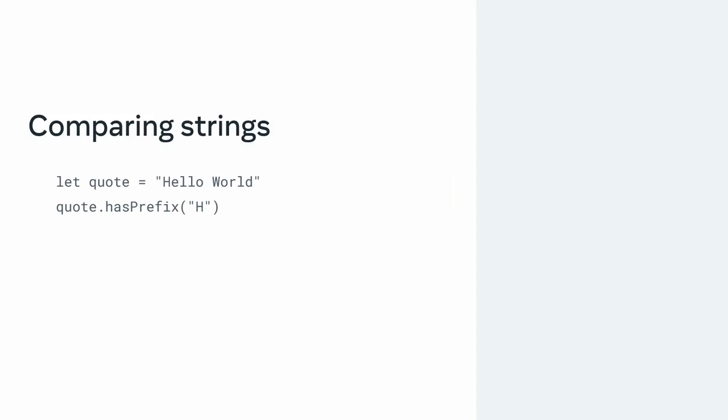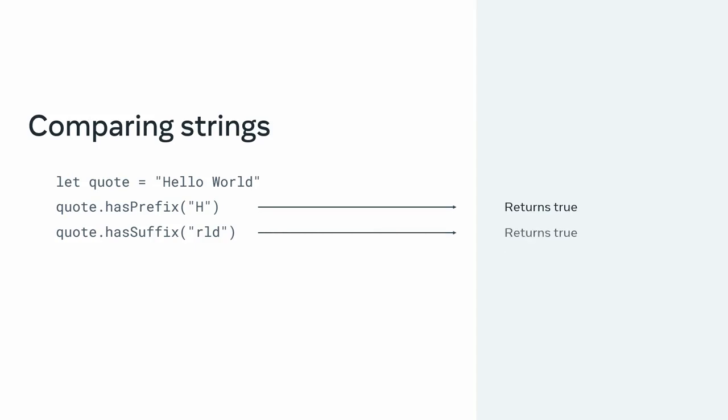So you type quote.hasPrefix, h in quotes and within parentheses. Since this is correct, the Boolean value of true is returned. The same applies to the hasSuffix method. If you were to say quote.hasSuffix ld, which is the end of the hello world string, it will also return true. It's important to note that the values these methods check are case sensitive. So, if the value began with a lowercase h, the result would return false.